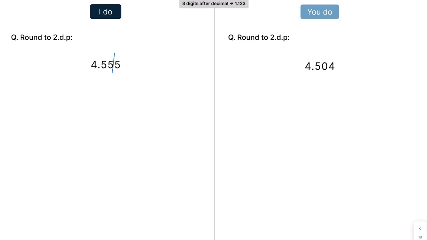So again, to 2 decimal places, draw your line, look at your decider. That 5 is telling me that I'll round this up to a 6, so the answer is 4.56 to 2 decimal places.